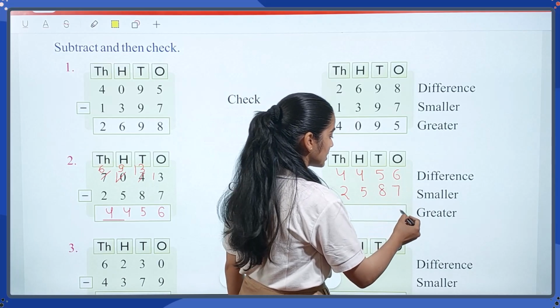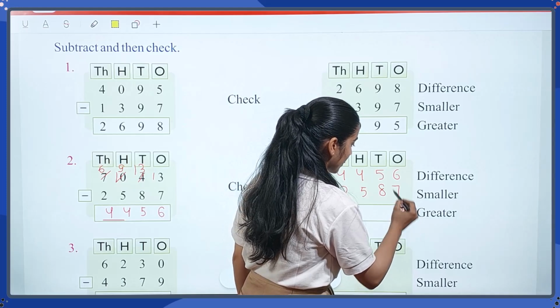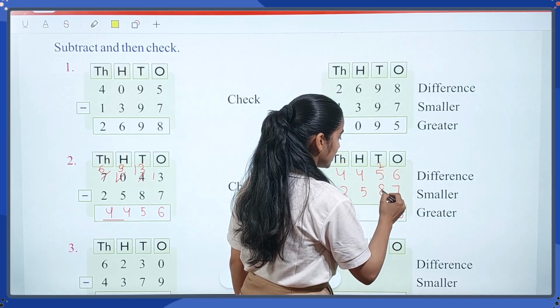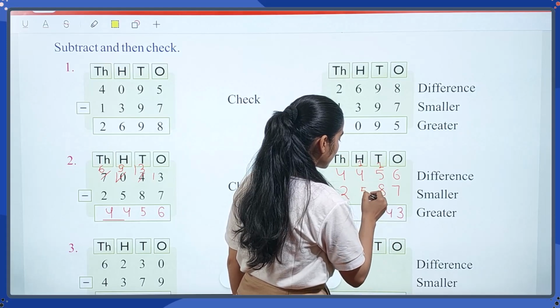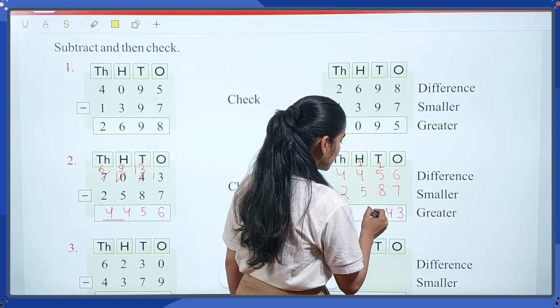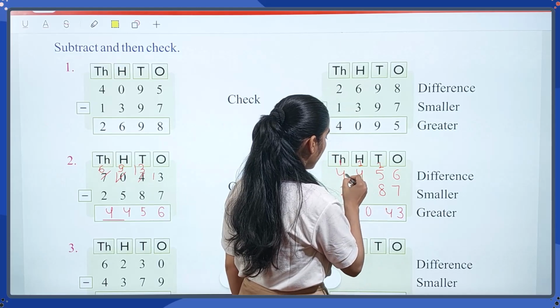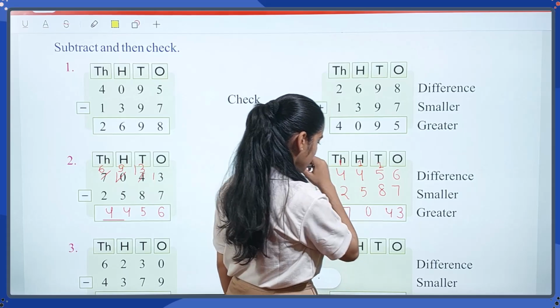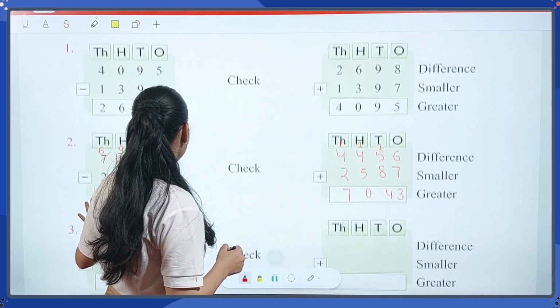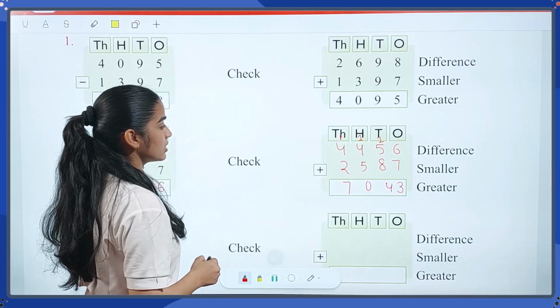7 plus 6 is 13, carry 1. 5 plus 8 is 13, plus 1 is 14, carry 1. 4 plus 5 is 9. 9 plus 1 is 10, carry 1. 4 plus 2 is 6. 6 plus 1 is 7. So 7043 is your answer.